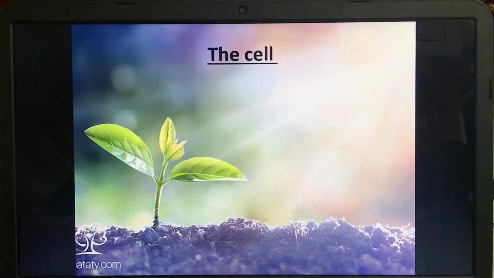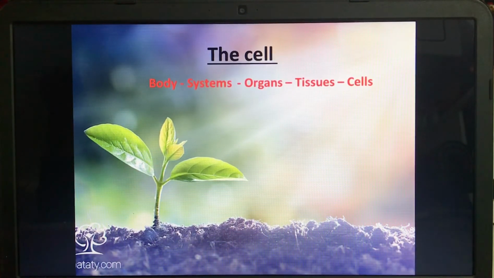In our last sessions, we talked about our body. We said that our body consists of 6 systems, and each system of them consists of many organs. Like the digestive system, when we said it consists of mouth, pharynx, esophagus, stomach, small intestine, large intestine, and anus. So these are organs. If we examined any organ of them, we will find that it consists of tissues. And each tissue is made of many cells.